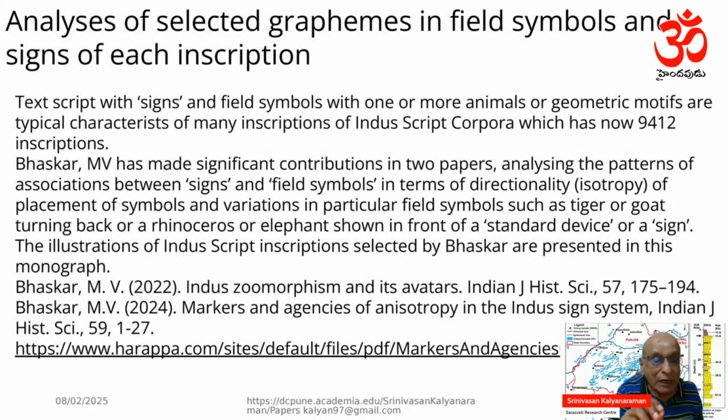So a very significant contribution has been made by a number of scholars, explaining how the symbol of a tiger or a goat turning back, or a rhinoceros or elephant shown in front of a feeding trough or a standard device, or in front of a sign, are illustrated with some incredible precision. The engravers who created these inscriptions on seals and other media have taken extraordinary care to document their impressions about the language and their method of communicating this language related to their life activities, primarily related to trade.